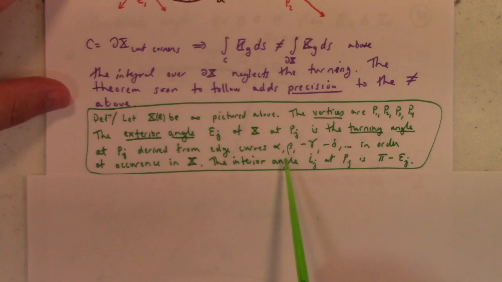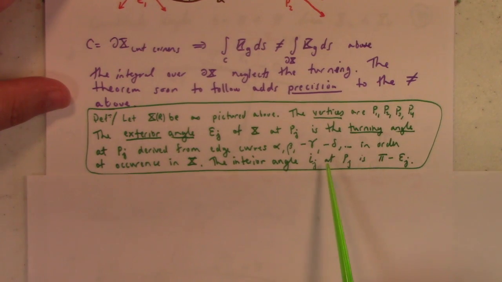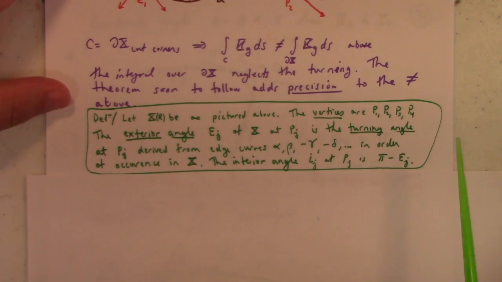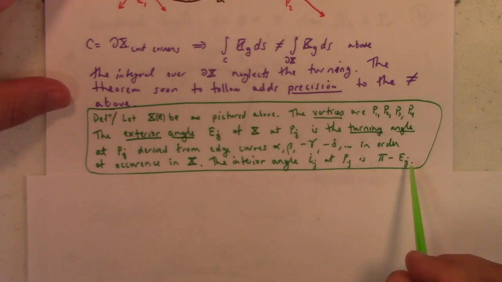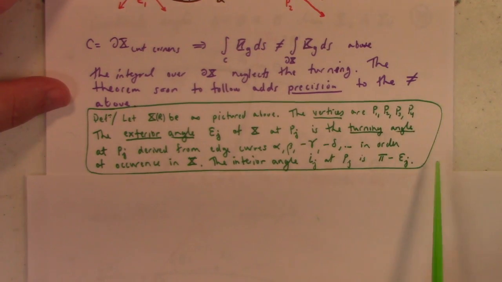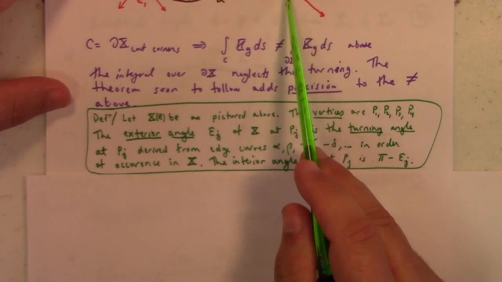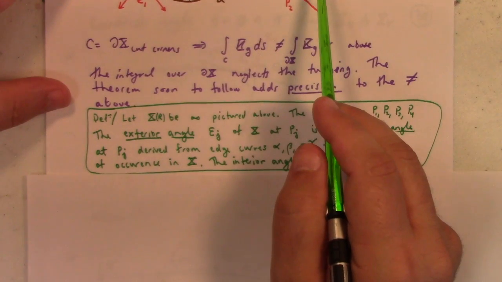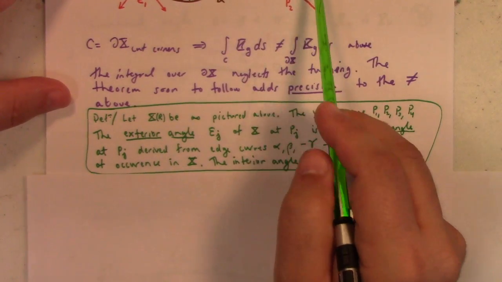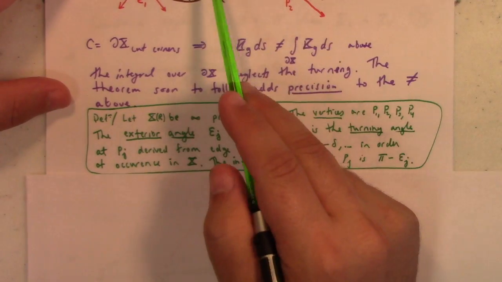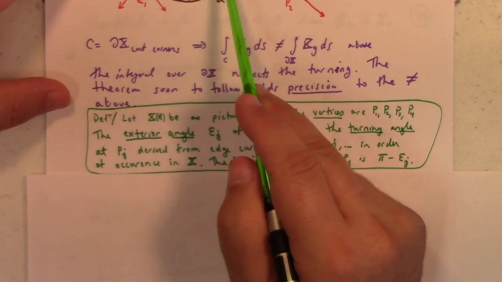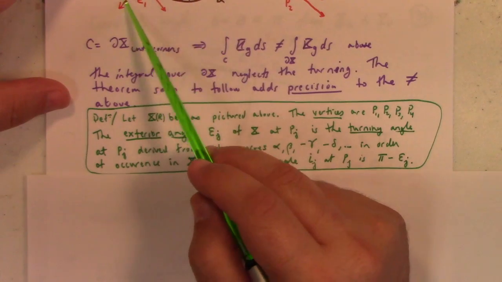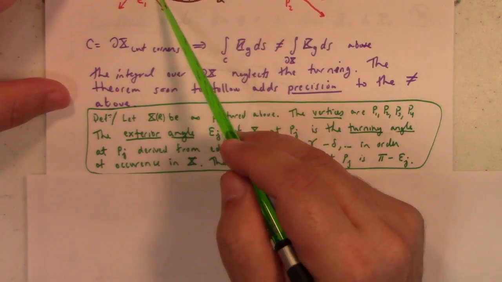They're derived from the edge curves in the order of occurrence, and likewise the internal angle is, I believe, supplementary to epsilon j, right? The sum of the internal and the external angles is pi. So the internal angle will be like here for this one. The internal angle, if extended, would be like here, and so forth.